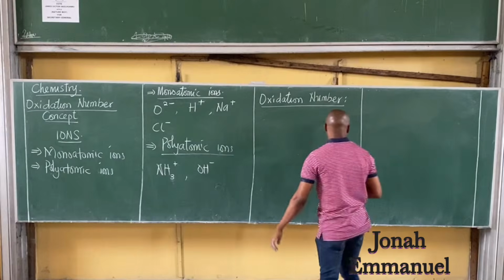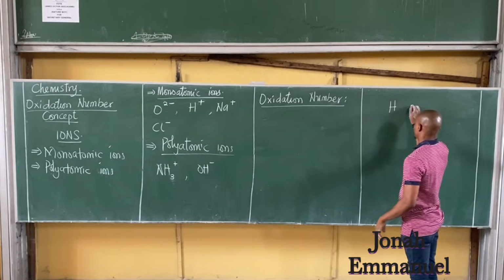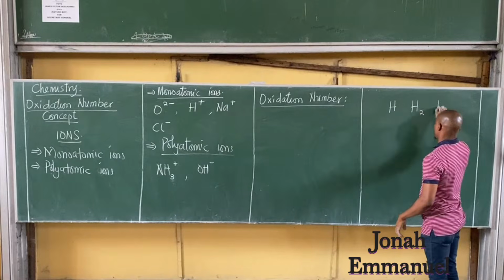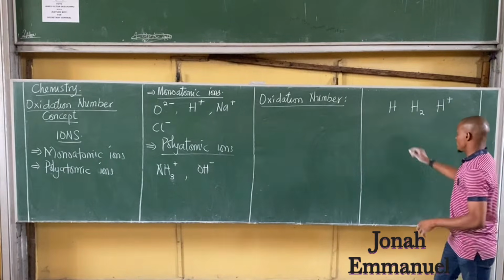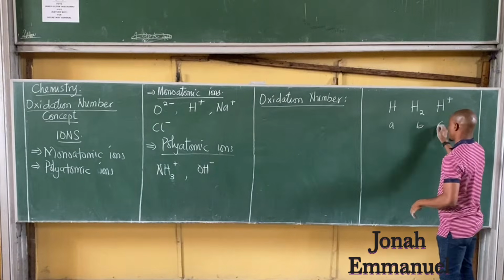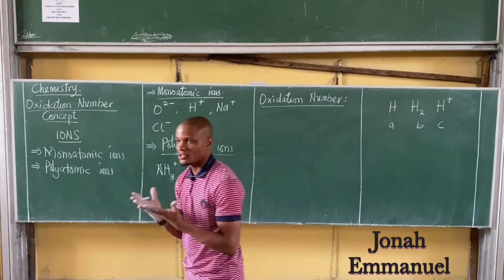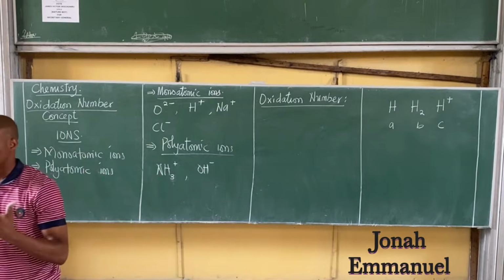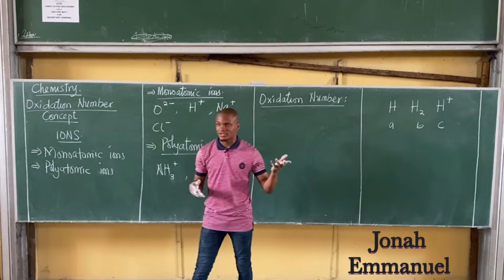Now, by the way, what's the difference between this and then this? Let's call this ABC. So here's my A, here is B, here is C. What's the difference between A, B and C? What's A? What's B? What's C? A is H, B is H2, C is H plus.